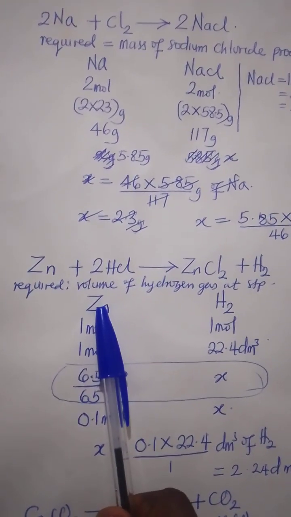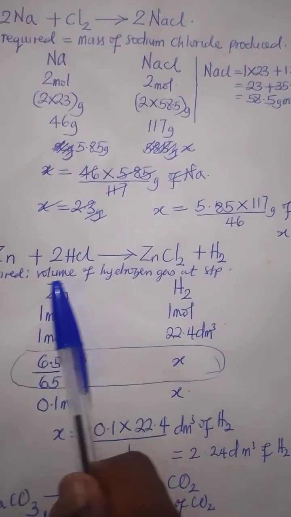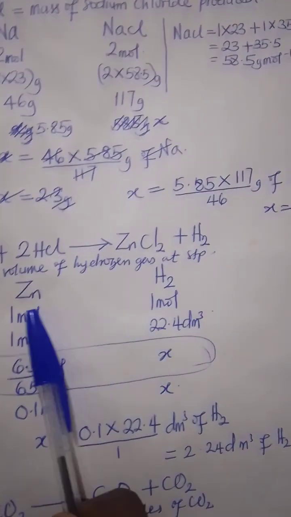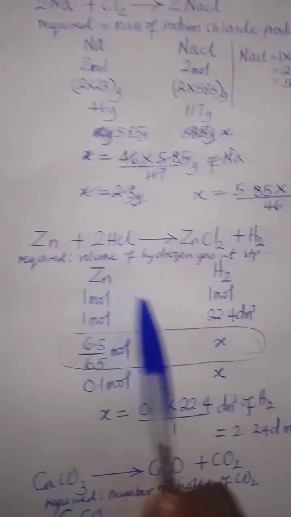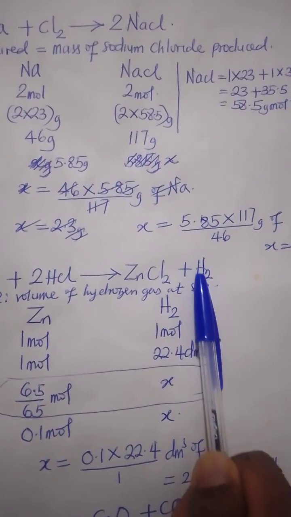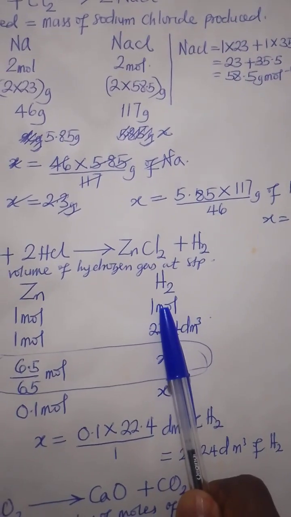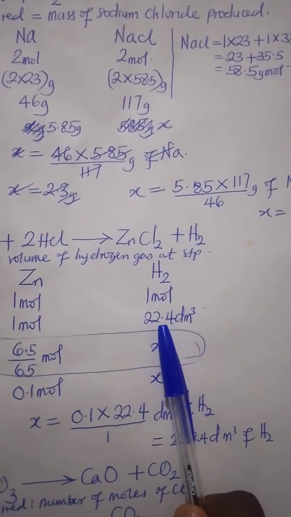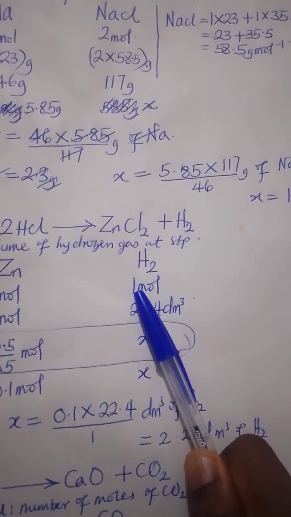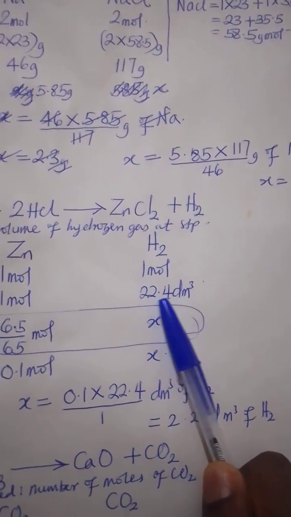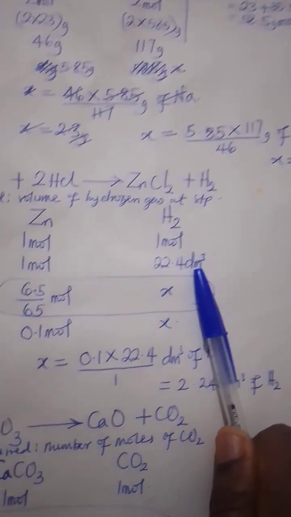So since zinc is the limiting reactant, we start with zinc, and then what is required is the volume of hydrogen gas at STP. So we'll say 1 mole of zinc. Since the stoichiometric coefficient of zinc is 1, and that of hydrogen is 1, we need to convert this 1 mole to volume. How do we do that? We'll multiply the mole here by the molar gas volume, which is 22.4. 22.4 times 1 will give us 22.4 dm cube.